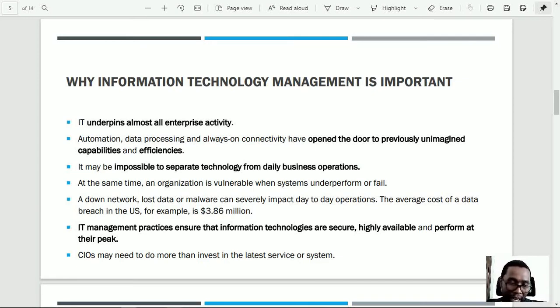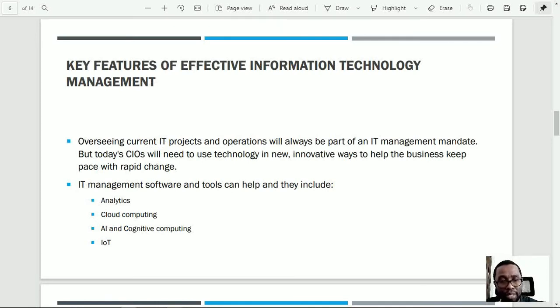So as a CIO, you need to advise your organization to invest in the latest or the most efficient system. We need to know what is happening in the industry, and we need to see whether we need to align to that vis-a-vis our business processes. That is why IT management is so important, because without it, I would say most of the industries we have nowadays will not be successful or will not even work well. So we need to see some of the important aspects of IT management.